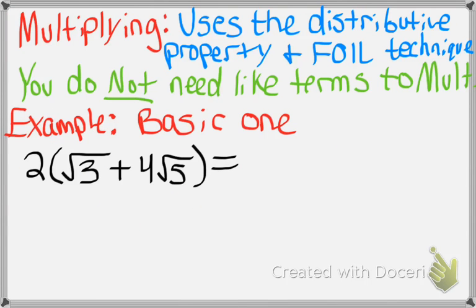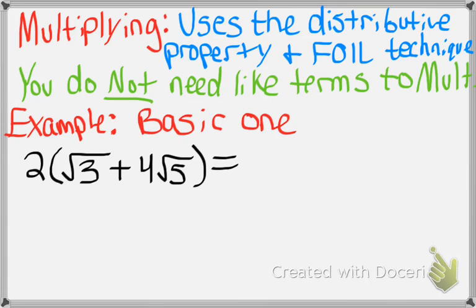Alright, so basically that's it for adding and subtracting. So now let's talk about multiplying. When multiplying with radicals, just know all of this stuff, it uses the distributive property or the FOIL technique or the double distributive, whatever you want to call it. The good news is you do not need like terms to multiply radicals.